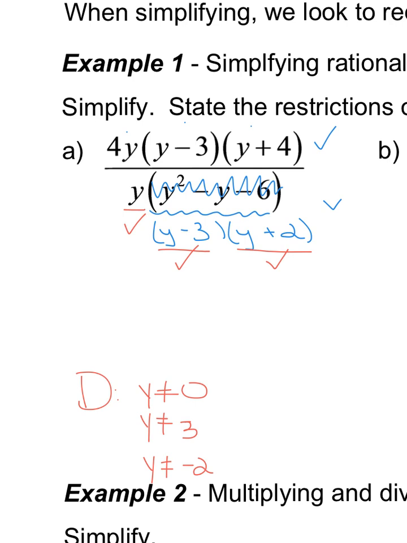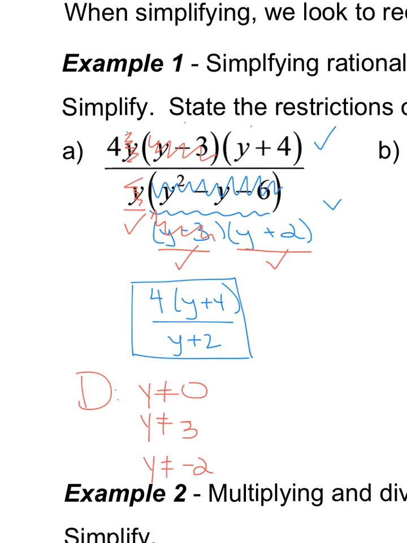Then what you can do is go back and simplify. So you can see we have a y on the top and bottom. We have a y minus 3 on the top and bottom. And my expression simplifies to 4y plus 4 over y plus 2. And that's your final answer. So we took out the common factors and then simplified from there.